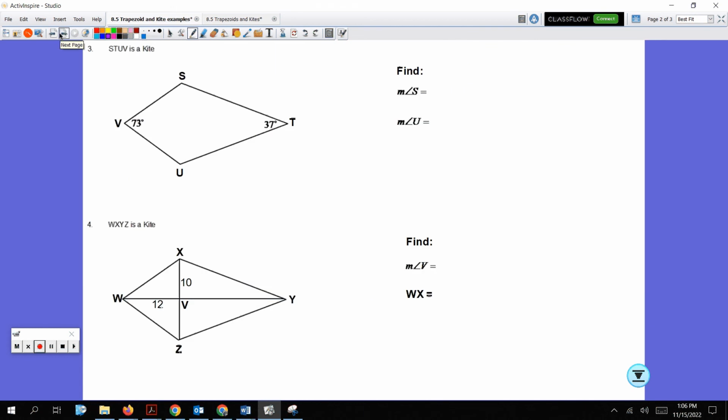All right, whoa, now I got this craziness happening here. Okay, so I know again this is a kite. The interior sum is 360. These two are congruent. So we take 360 and subtract 73 and subtract 37, and that gives us 250. Divide that by 2 because we're splitting that between these two angles, and I get 125. So S and U are both 125 degrees.